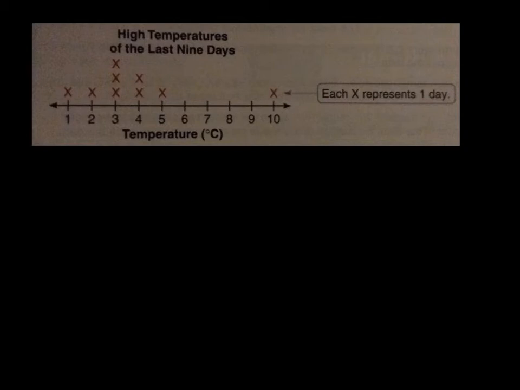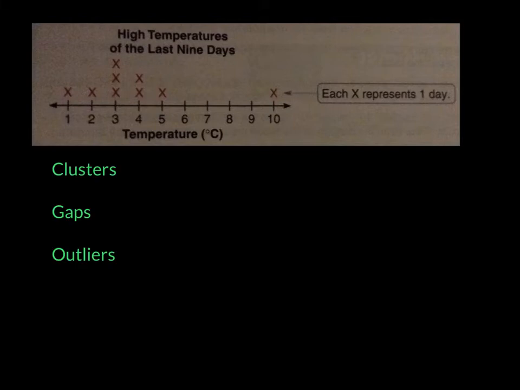Here we have a line plot. And on here we have graphed different temperatures. Each of these x's represents one day, and each of these is temperature in degrees Celsius. So this would be 1 degree Celsius, this would be 2. So they've plotted all of that, and here they've got 1 here, 1. There's 3 days had 3 degrees, 2 days had 4 degrees, 1 had 5, and out here 1 was at 10. So let's take a look at each of these words.